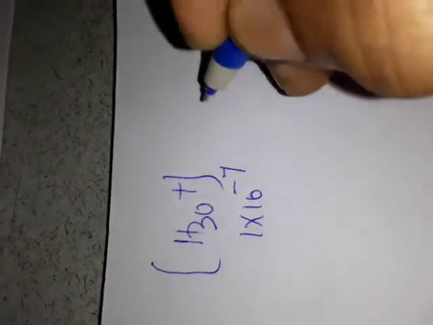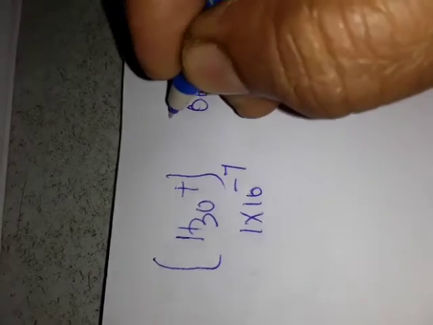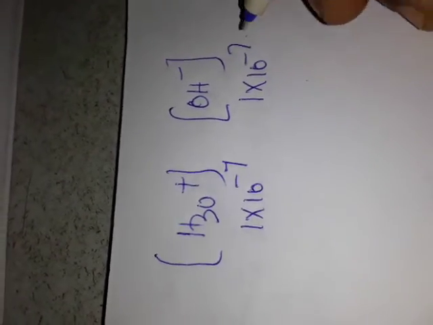Children, in the last class we learnt about ionization of water. Already I taught that at 25 degrees Celsius, the concentration of H3O plus is equal to 1 into 10 power minus 7. Similarly, at 25 degrees Celsius, the OH minus concentration is also equal to 1 into 10 power minus 7.